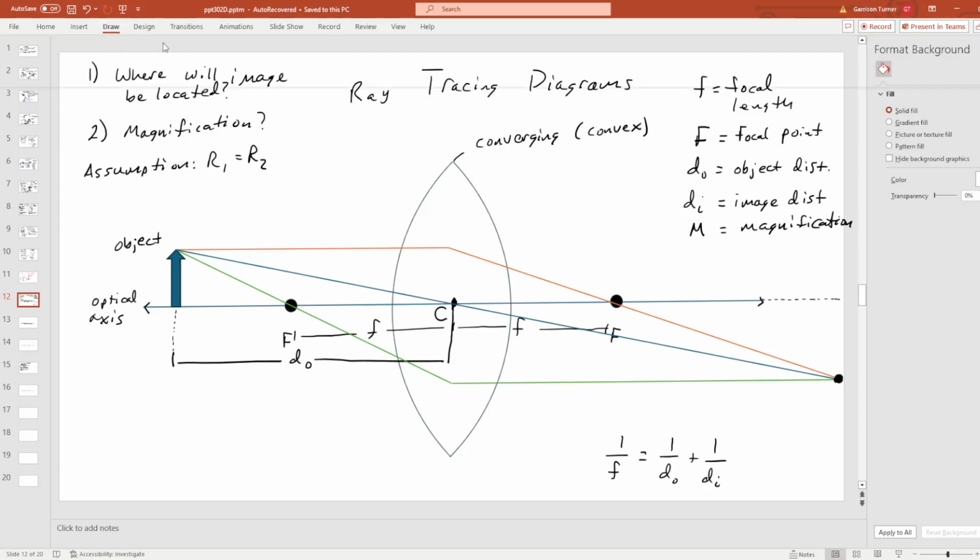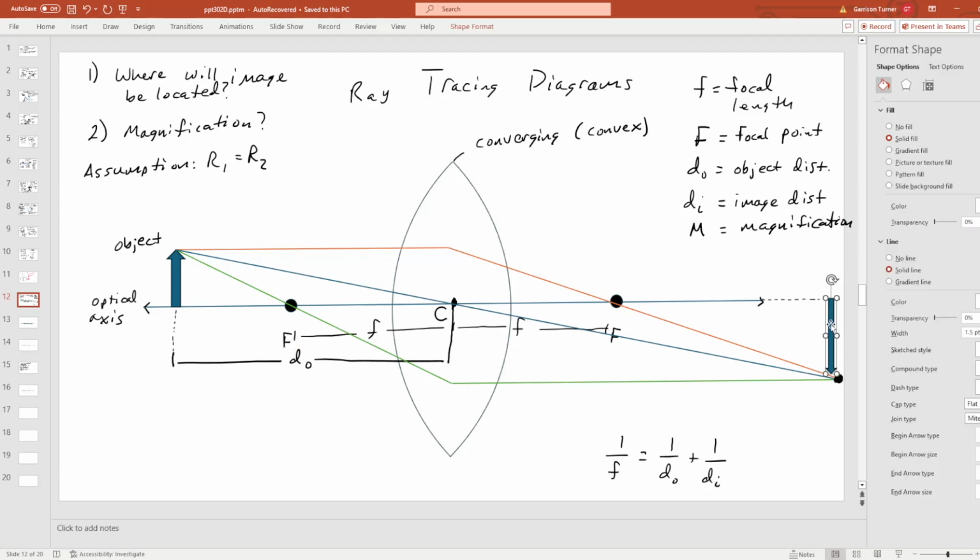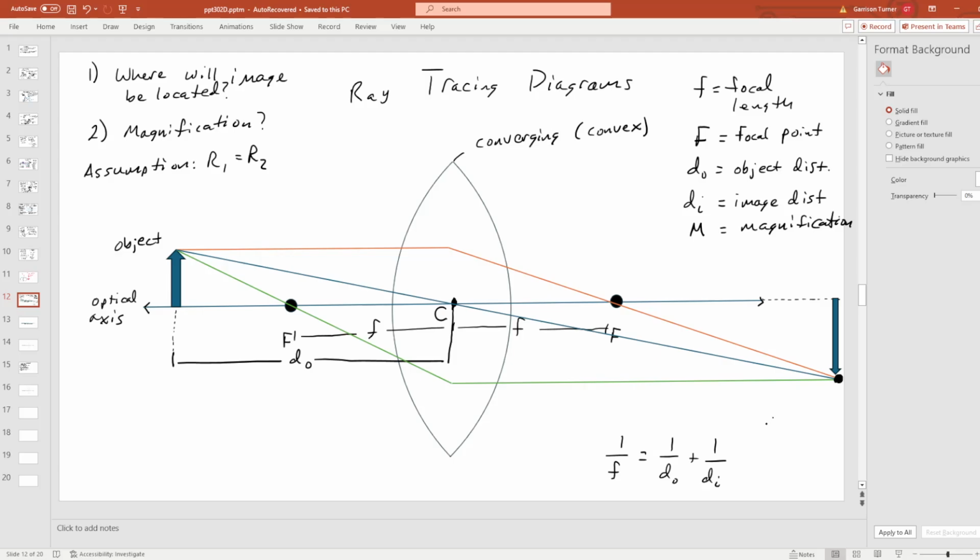If we extend the optical axis out, then we can see that my image is going to be right here. Now I'm thinning it out a little bit for the sake of this diagram. But there are some things to note here. Very first things first, this distance now is di.